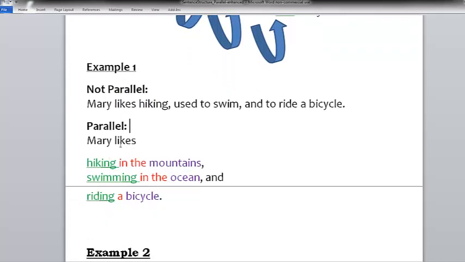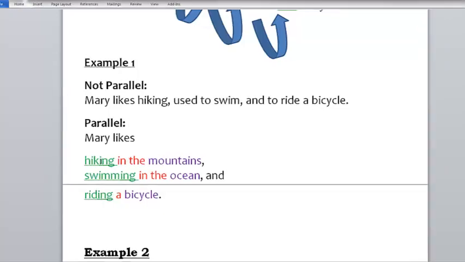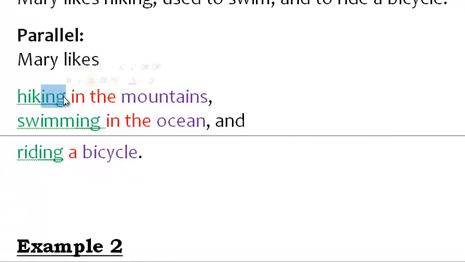Mary likes hiking in the mountains, swimming in the ocean, comma, and riding a bicycle. In this case, we have three gerunds, hiking, swimming, and riding. And each one of these has a phrase. So mountains, ocean, and bicycle are all involved. So those are parallel. They line up nice and neat.